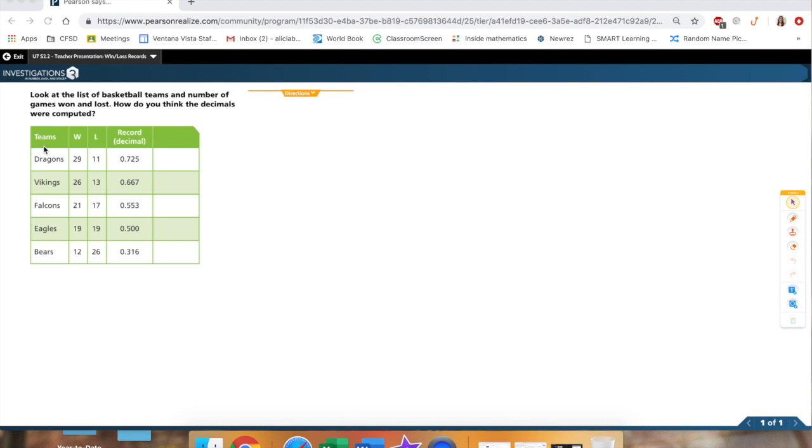Okay, so right here, some things that I see: the teams that have more wins than losses have a bigger decimal equivalent than the teams that have fewer wins than losses, whose decimal is smaller. So the way to find the decimal, you have the total number of games played, and we figure that by adding 29 and 11. Okay, so we have 29 and 11. Let's look at that one.